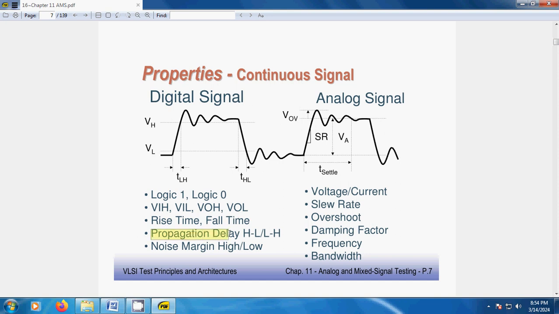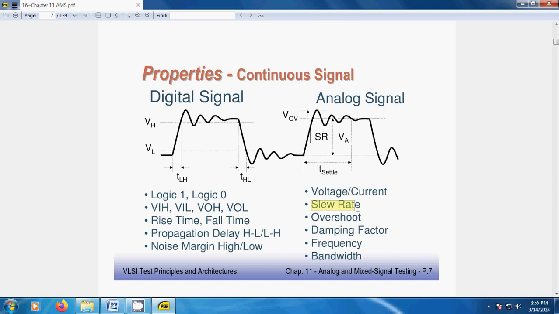Here, what are the parameters that define an analog signal? The first thing, what is the type of signal that we use? It can either be a voltage source or a current source. Next, the slew rate, the rate of change of the particular signal with respect to time, and this is the overshoot that you have studied in control systems. And then this is the damping factor.